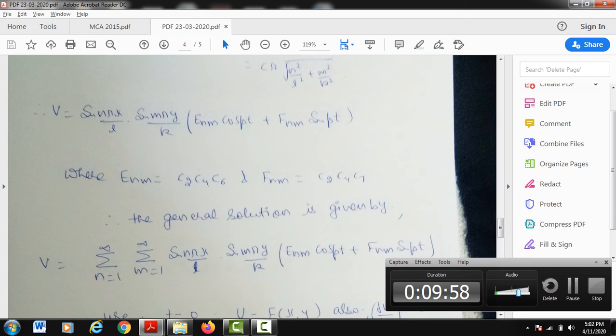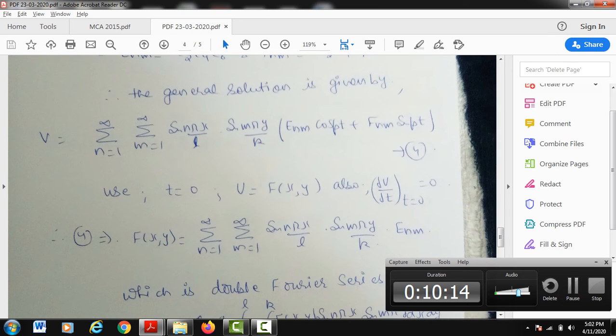So the general solution is given by putting the sigma sign. The general solution is V is sigma n varies from 1 to infinity, sigma m varies from 1 to infinity, sin n pi x over L, sin m pi y over k, E n m cos pt plus f n m sin pt. Okay, take this as number 4.